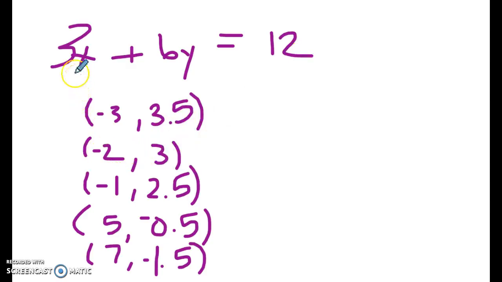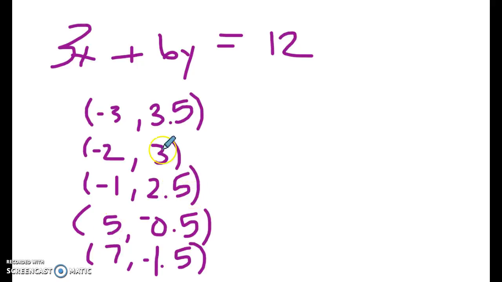Negative 2 times 3 is negative 6. You're going to be adding 6 to 12, which is going to be 18. And when you divide 6 into 18, it's going to be 3. Negative 1 times 3 is negative 3. And since it's negative, you're going to be adding it to this side to undo it. So it's going to be 15, and 15 divided by 6 is 2.5.